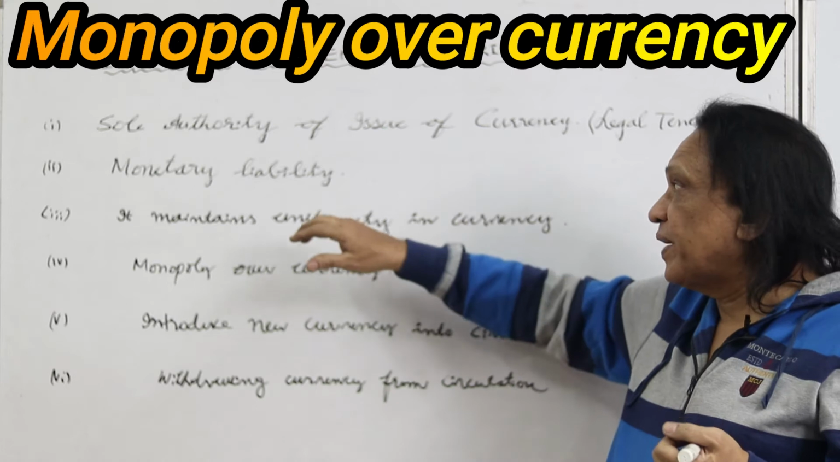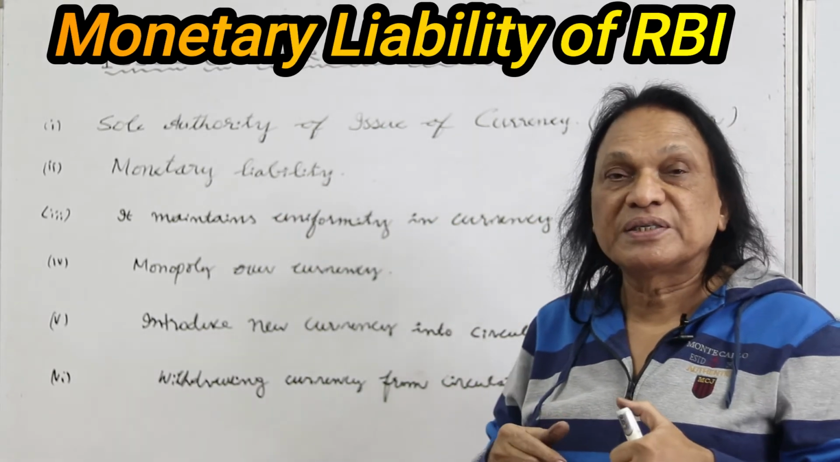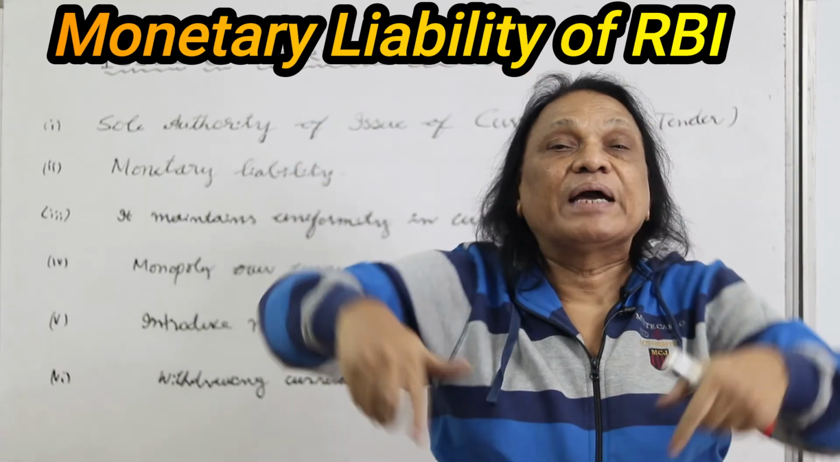The next point, you have monetary liability. See, whenever the central bank issues currency, it becomes the monetary liability of the central bank.